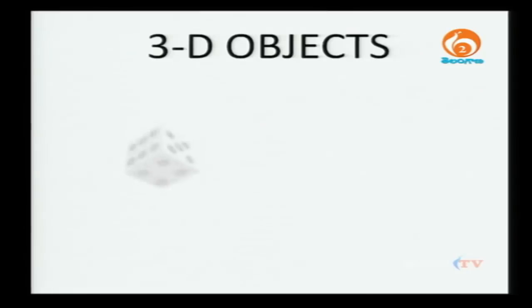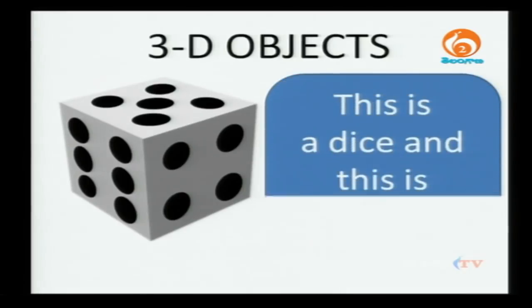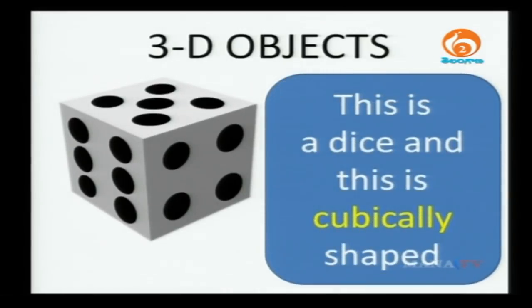Another example, I think you have seen this dice many times. You might have played snakes and ladders, all those things. While playing, you might have seen this. This is a dice and this is cubically shaped. You are well aware of that.